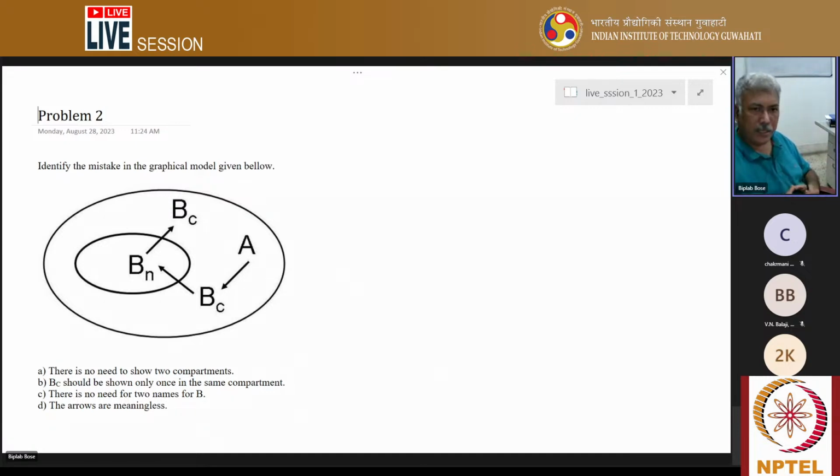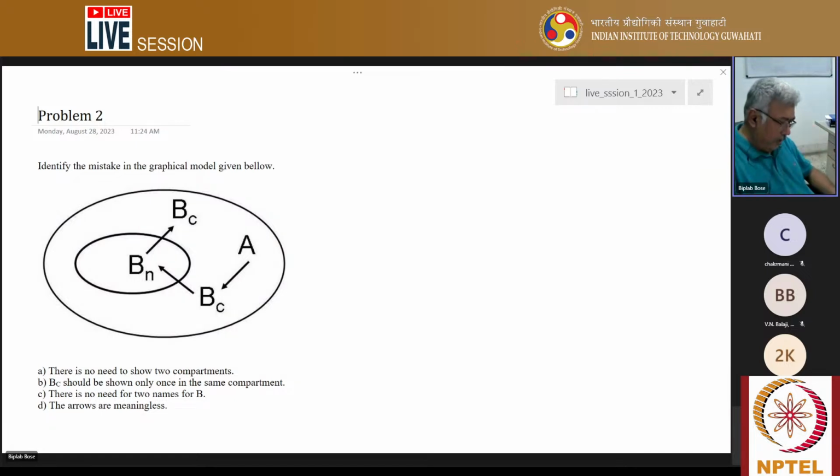The same thing, many a time when we want to create mathematical models of a process, a cellular process, suppose, we try to draw a picture, graphically representing the process, all the variables, and who is controlling. This is called a graphical model. So a graphical model is given, and you have to find out where is the mistake.